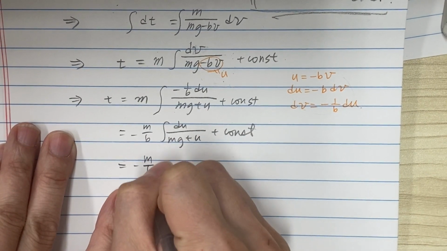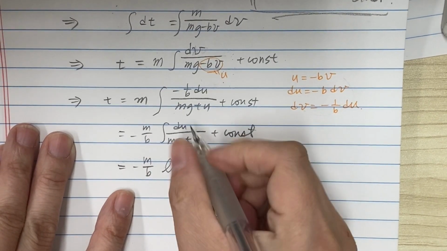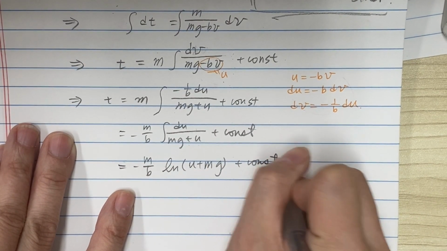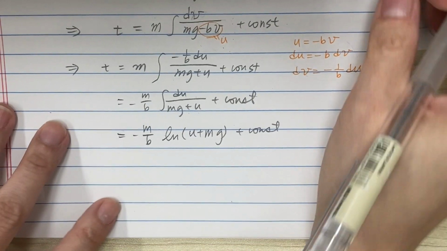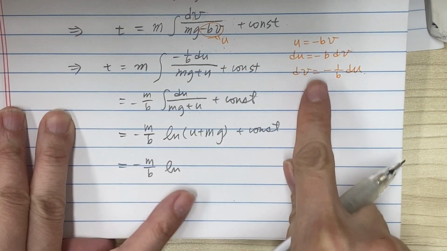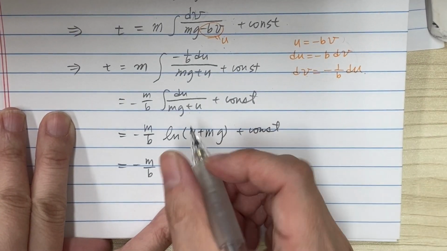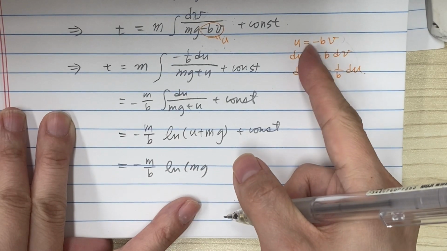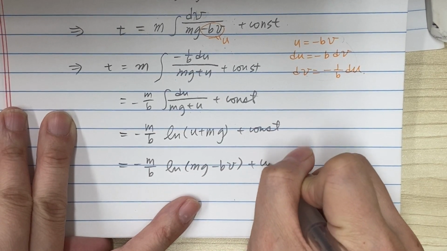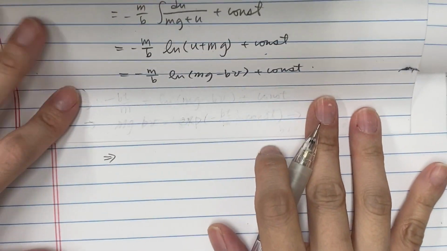Okay. So this one you can look at on your integral table, but this will essentially give you a log. And of course I want to eventually write my answer in terms of the velocity, right? So I will swap my u to be negative bv and put it back. Okay. Now let me continue my work to the next page.